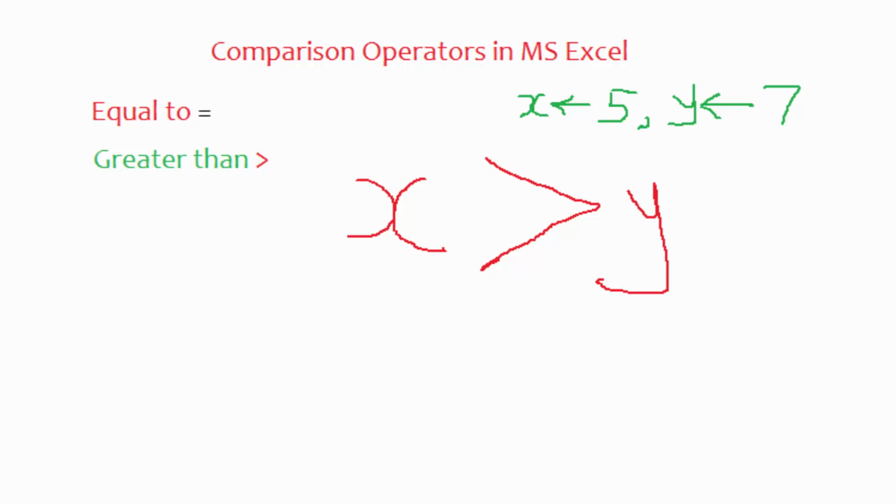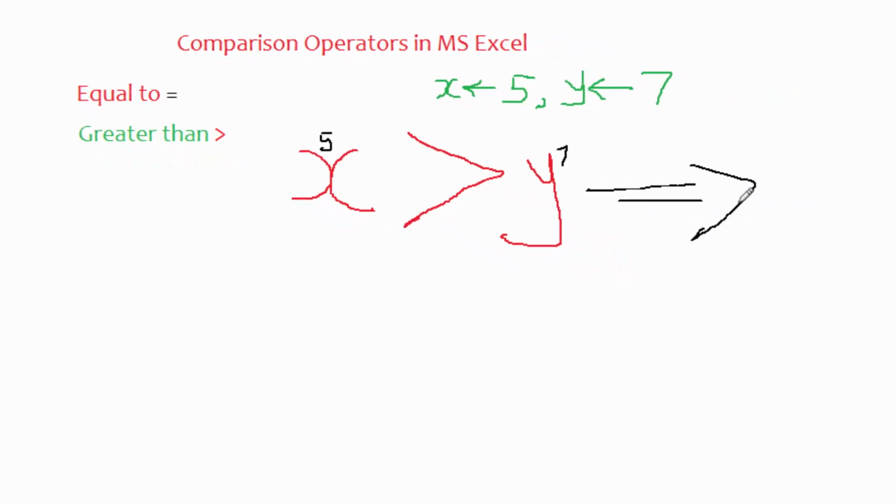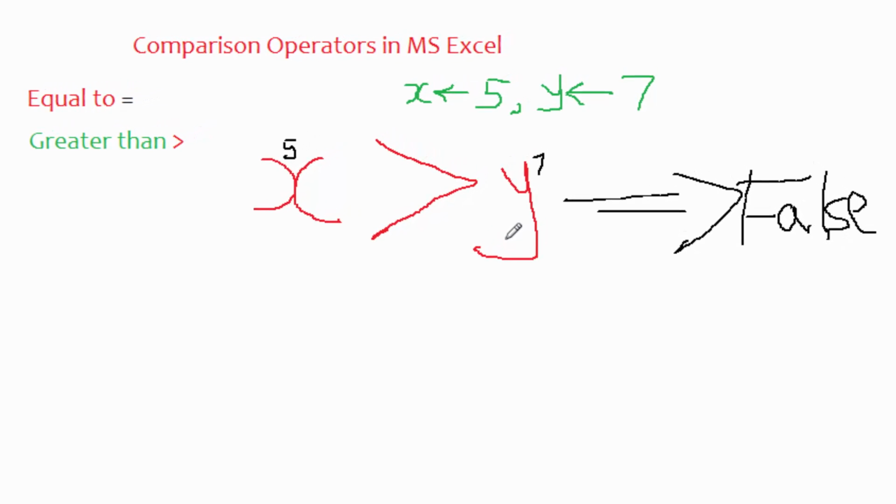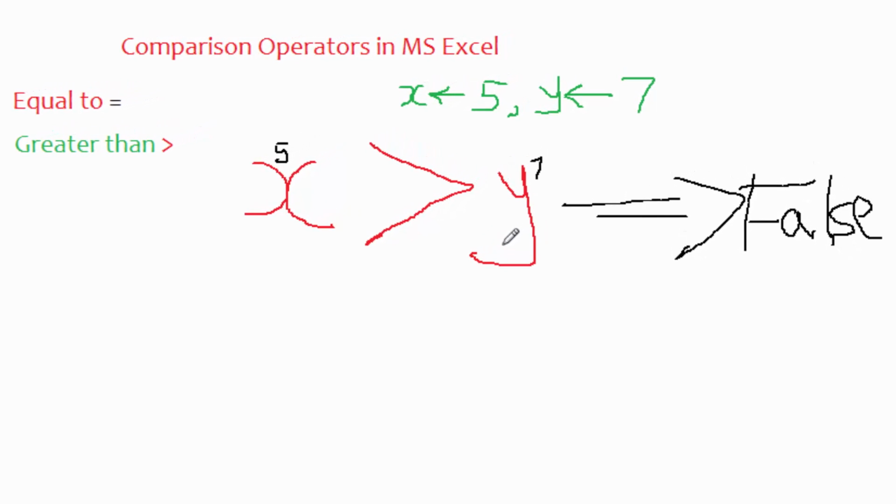And remember, what is in x is a 5 and what is in y is a 7. So automatically this expression will be false, simply because 5 is not greater than 7, or x is not greater than y. The result will be false, simply because what is in x is 5 and that 5 is less than 7. The expression says check if x is greater than y, and the answer will be false.